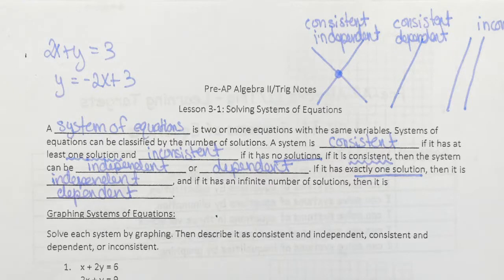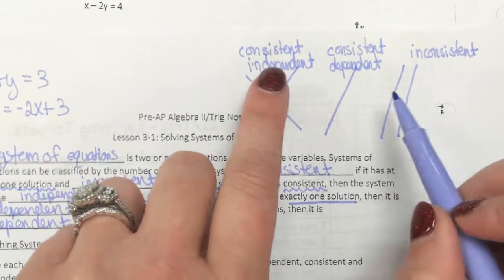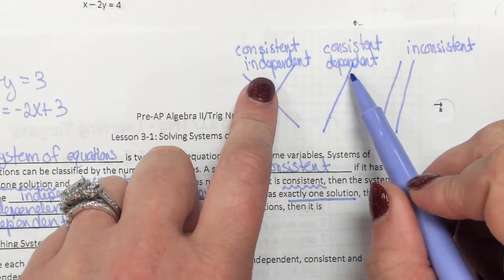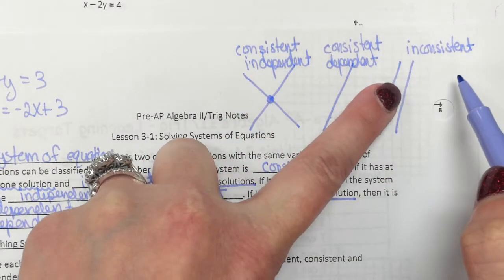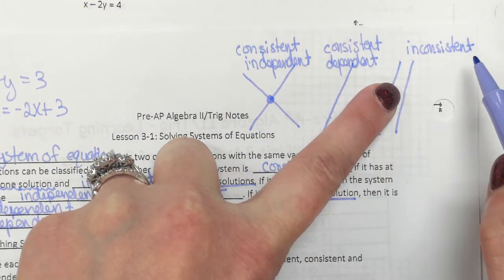If it was a function, then you went on to say if it was one-to-one or onto, right? But if it was not a function, we didn't call it anything. So it's the same thing here. If it's consistent, then you either call it independent or dependent. But if it's inconsistent, you're done. Right. Good? All right, let's do some graphing.